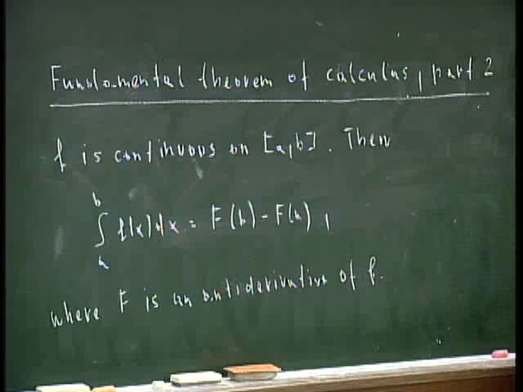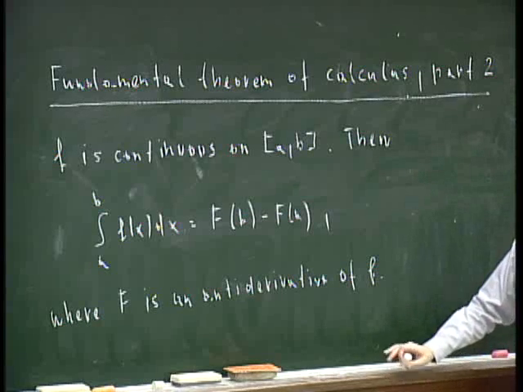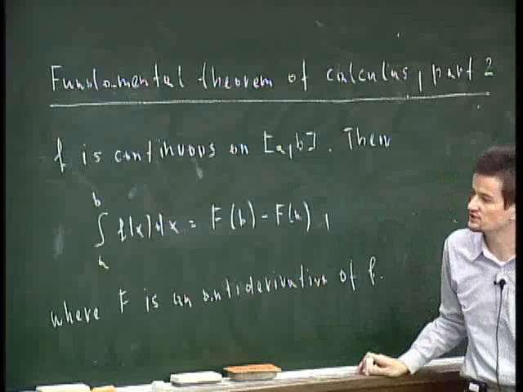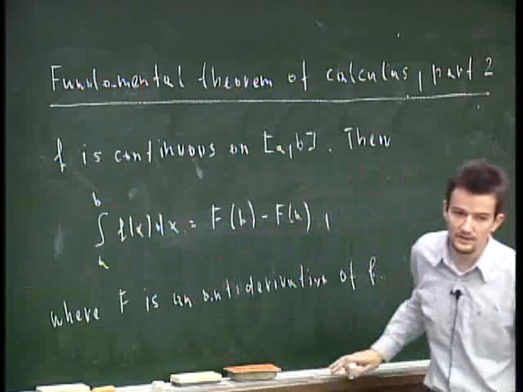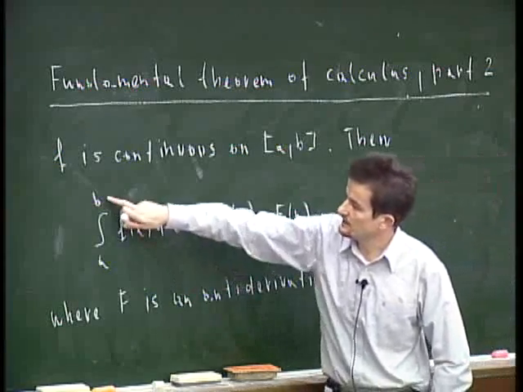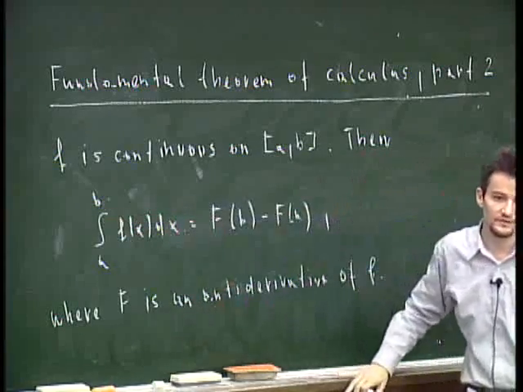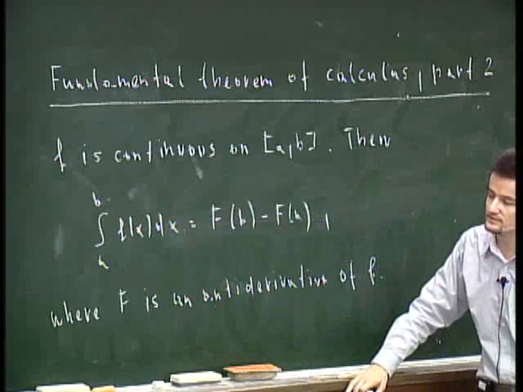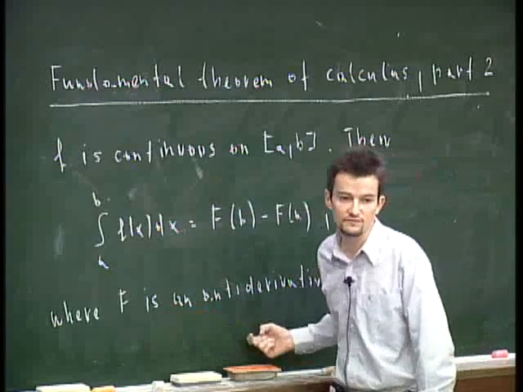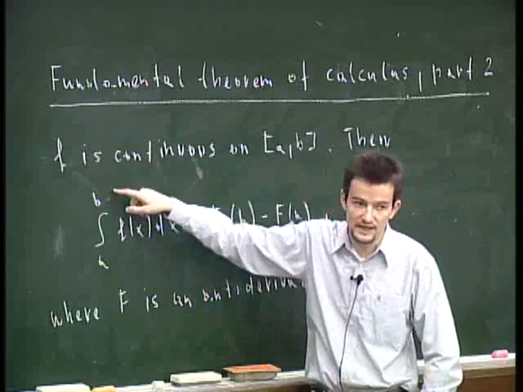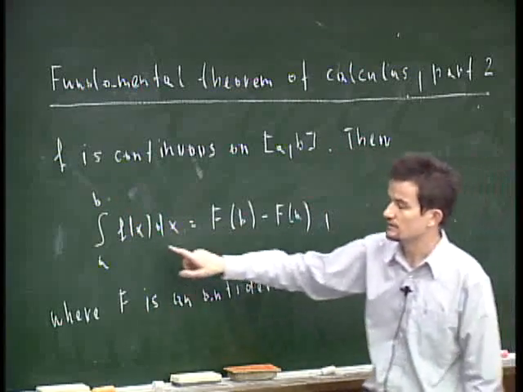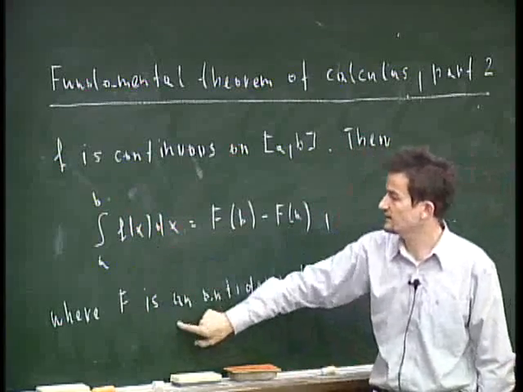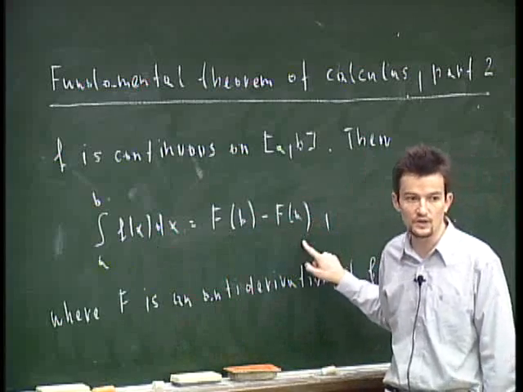Okay, so this is a little bit different to the first part. Maybe I should emphasize what the difference is, because it looks pretty much the same. In the first part, the upper limit was a variable, and we proved that if the upper limit is a variable, what we get here is an antiderivative. This result tells you that whenever you can find an antiderivative, not necessarily the one with the upper limit as a variable, you can compute the definite integral by evaluating the antiderivative at the upper limit and the lower limit.